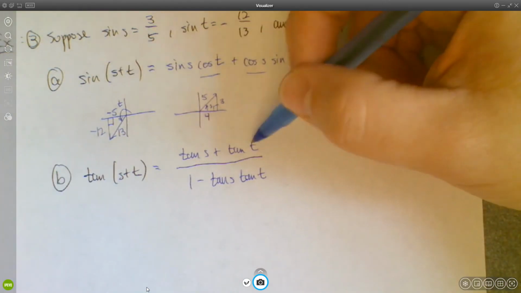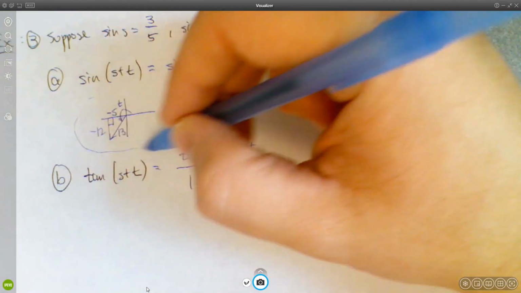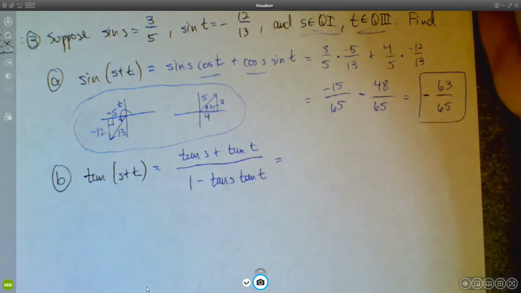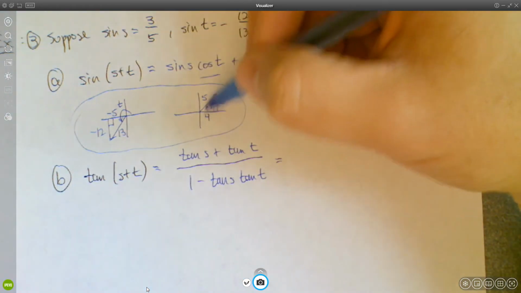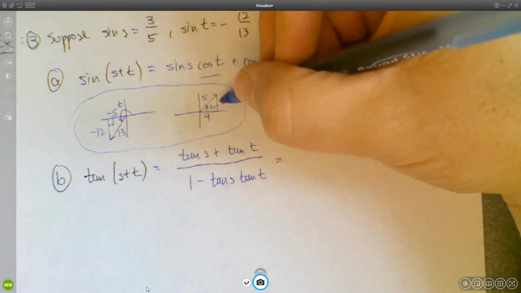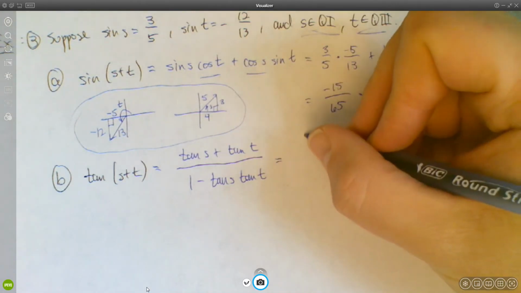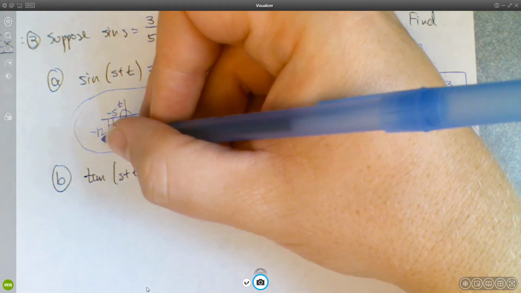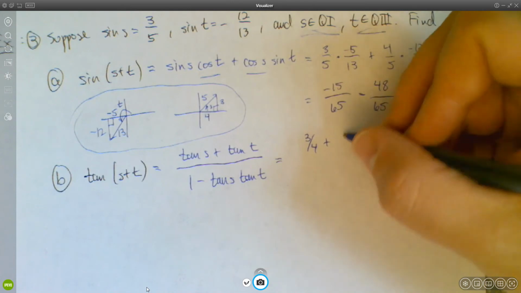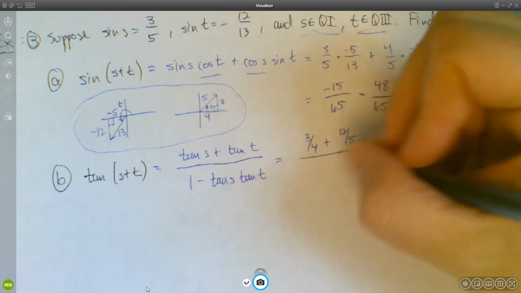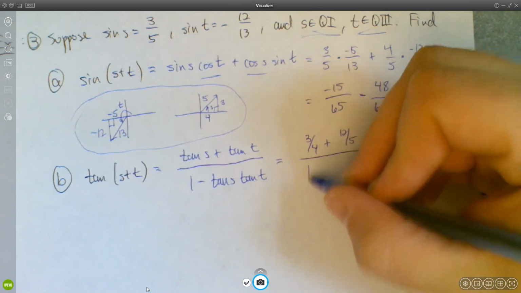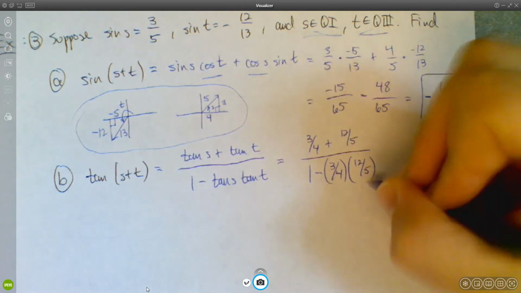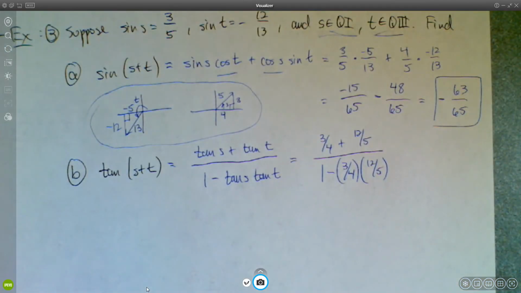And figuring out tangent of S and T is pretty easy because we've got these little triangles that we've already done. We know that tangent's just opposite over adjacent, right? So tangent S, here's S over here, so opposite 3 over adjacent 4. So tangent S is 3/4. Tangent T, opposite over adjacent, that's negative 12 over negative 5, or in other words, just 12/5, okay, over 1 minus tangent S times tangent T. And the rest is history, right?